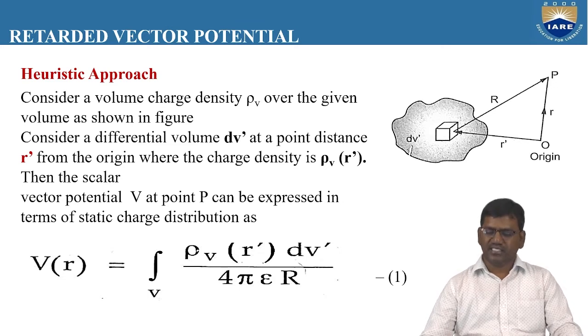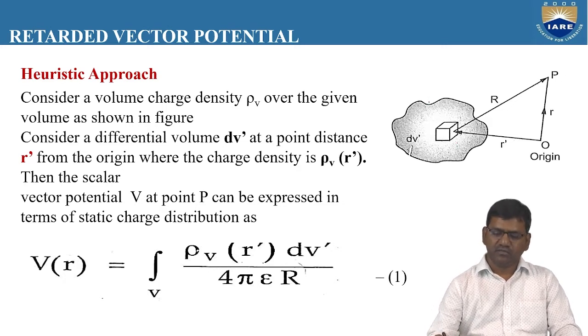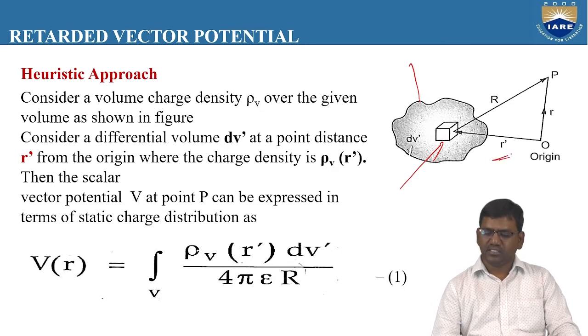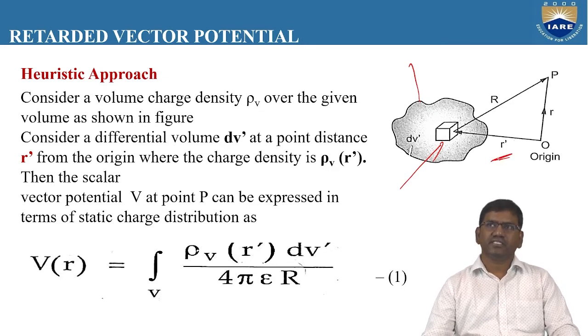So let us consider here a volume charge density. You can see the volume charge density, rho v, over the given volume as shown in the figure. This is the total volume charge. Let us consider the differential volume dV dash, at a distance point r dash from the origin, where the charge density is rho v of r dash.